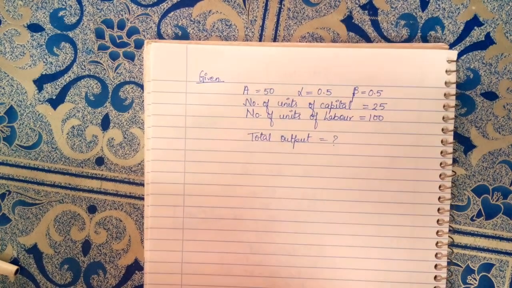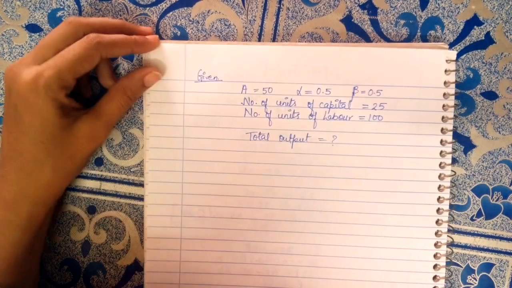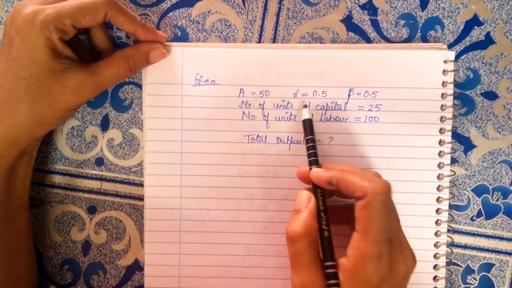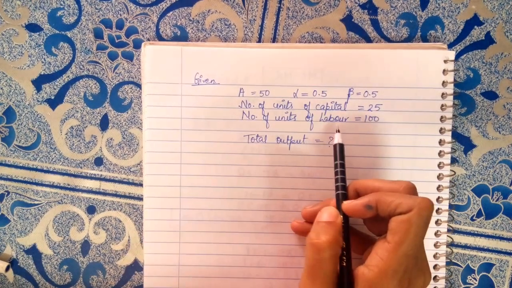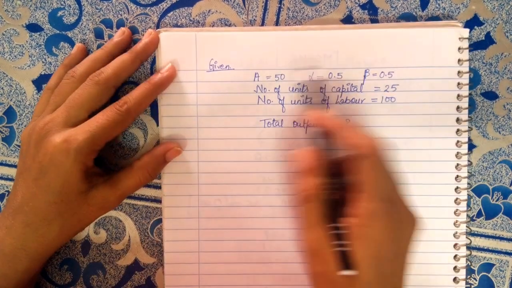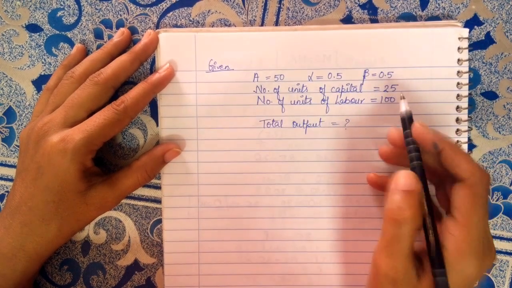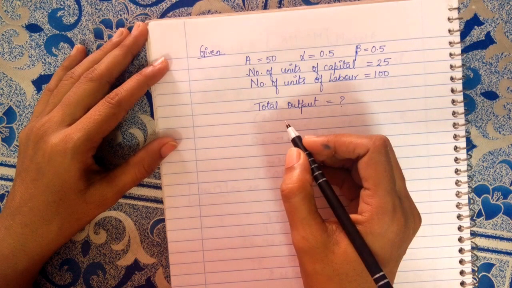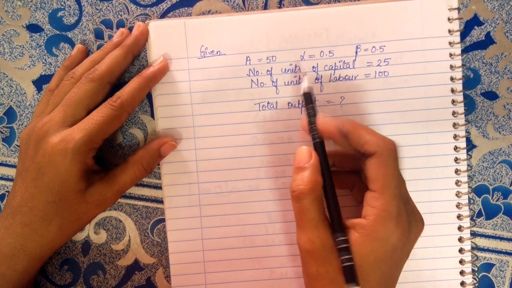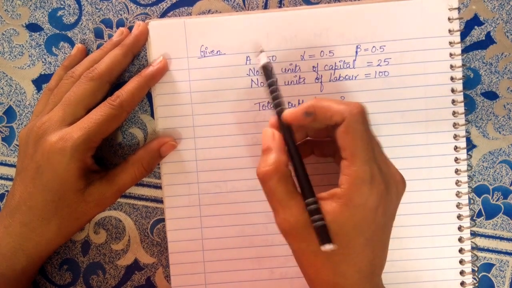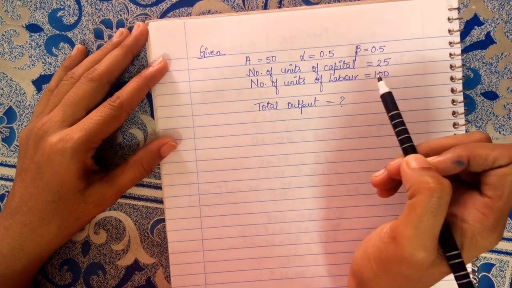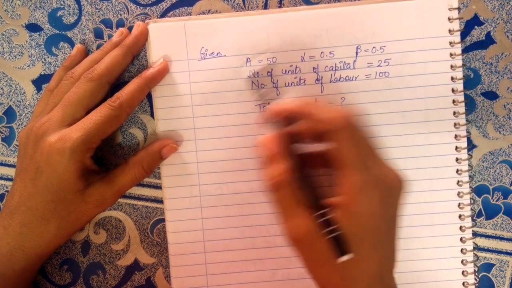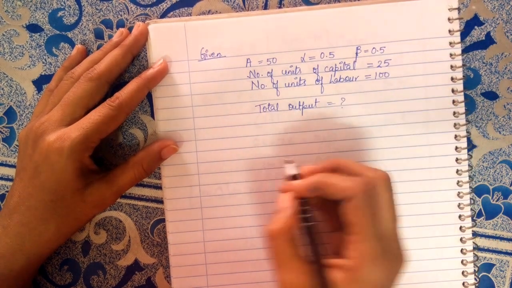Hello friend, today we are going to learn how to calculate the total output when the value of A, alpha, beta, unit of capital and unit of labor is given. As we know, this is the information related to the production function, and when we write the production function, we can see where the value of A, alpha, beta, unit of capital and unit of labor is used. This is related to the Cobb-Douglas production function.